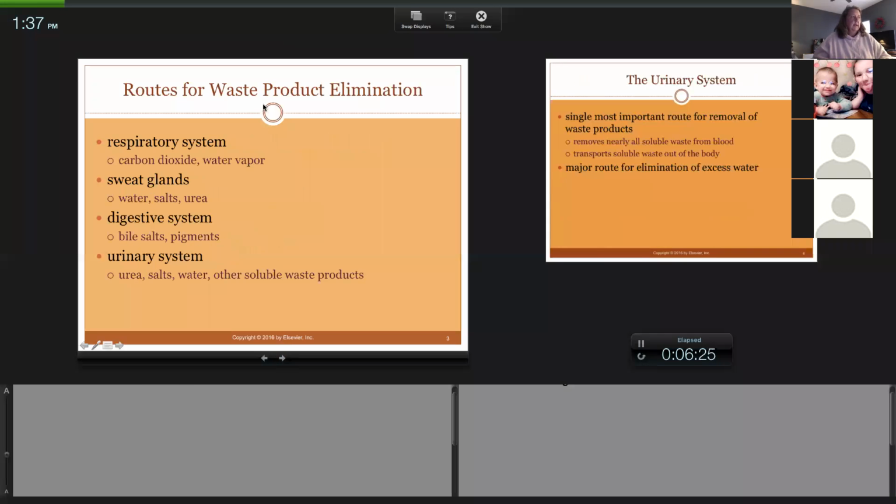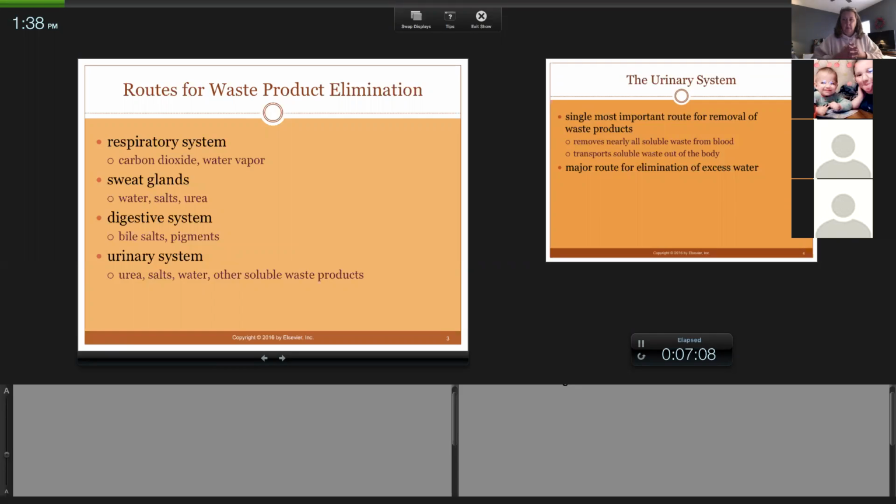So on the next slide, it's what are the common things that the body gets rid of and what are common routes. So the respiratory system primarily is how we get rid of carbon dioxide. Also, some body water through water vapor is excreted when we exhale. Now, the sweat glands are primarily body water and salt. Some urea is excreted in the sweat. And then our digestive system is going to help process bile salts and pigments, but then the urinary system kind of does everything. Urea, salts, water, and anything that's a soluble waste.